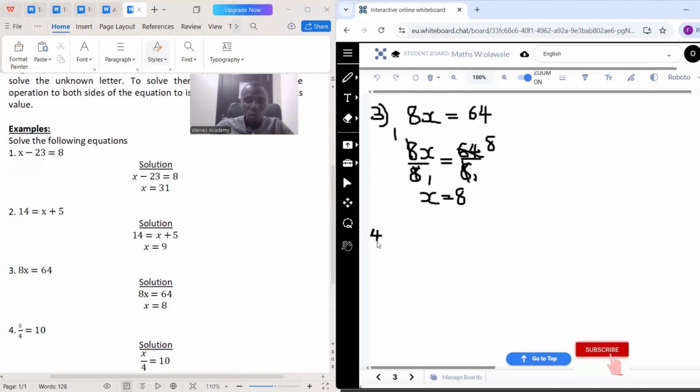Question 4. We have x divided by 4 to be equals to 10. So we are asked to find the value of x. So what we want to do here is to multiply both sides by the denominator of the fraction. So here I want to multiply both sides by 4. Also have here to be equals to 10 times 4.